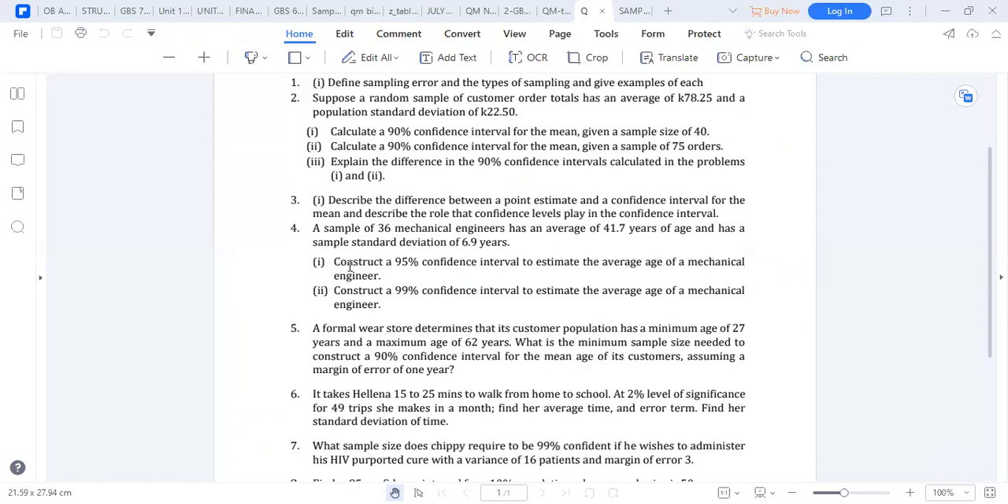Question number 3. What is the difference between a point estimate and a confidence interval? Anyone who wants to try? So we're dealing with a point estimate like a mean X bar or a standard deviation.